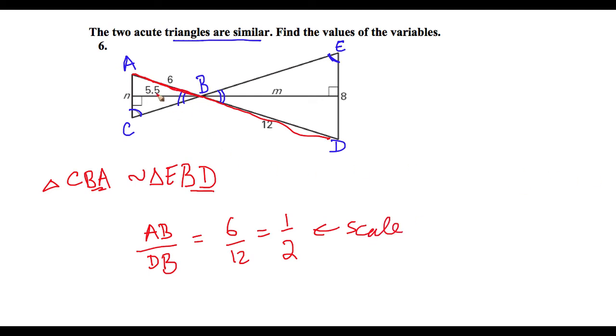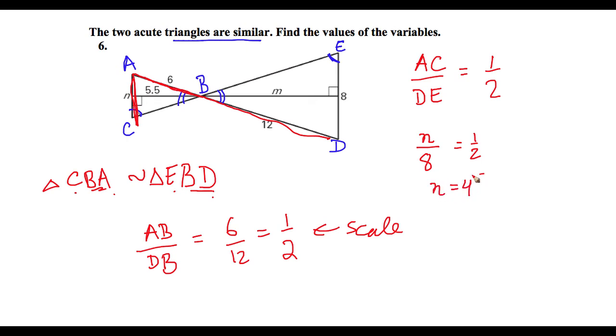So let's solve for the variable n here. Well, n is AC, and AC corresponds to DE. And that must equal the scale factor. So AC is the length that we're looking for. We don't know what that is. DE, we know that it is 8, and that must equal 1/2. So multiply both sides by 8, and we get that n must equal precisely 4.